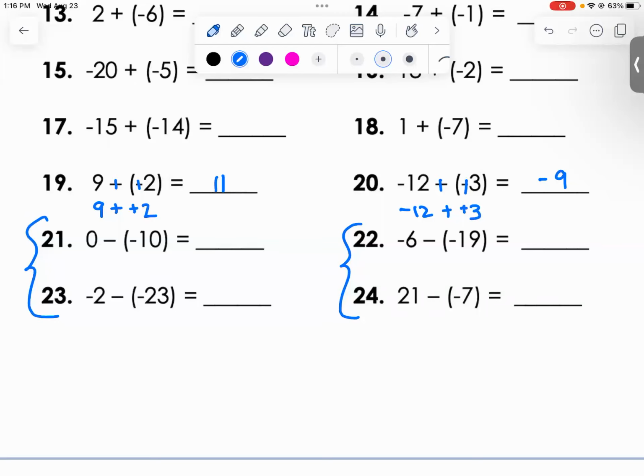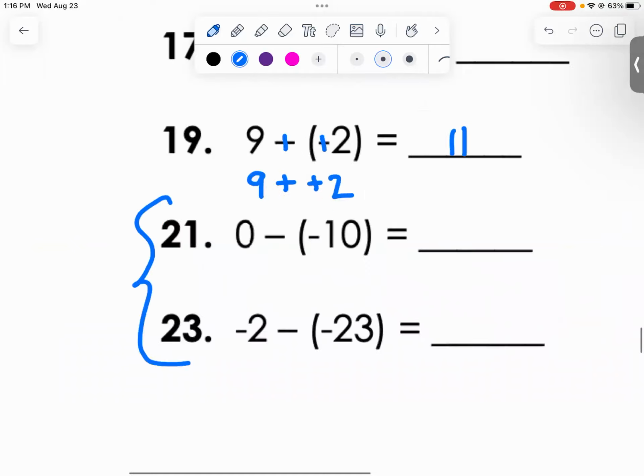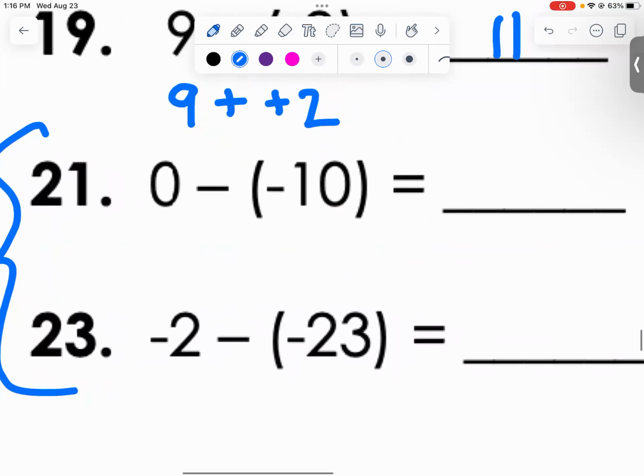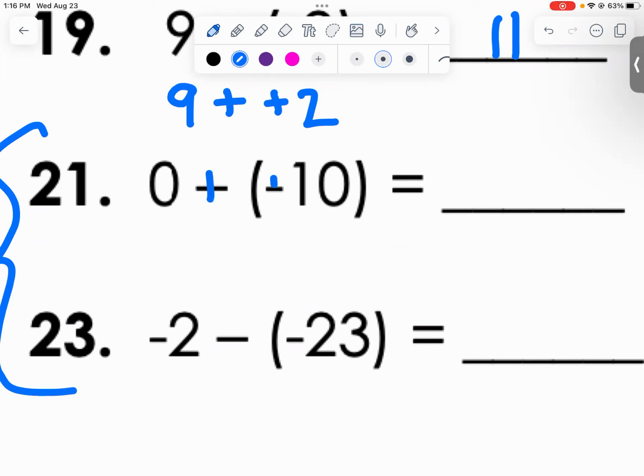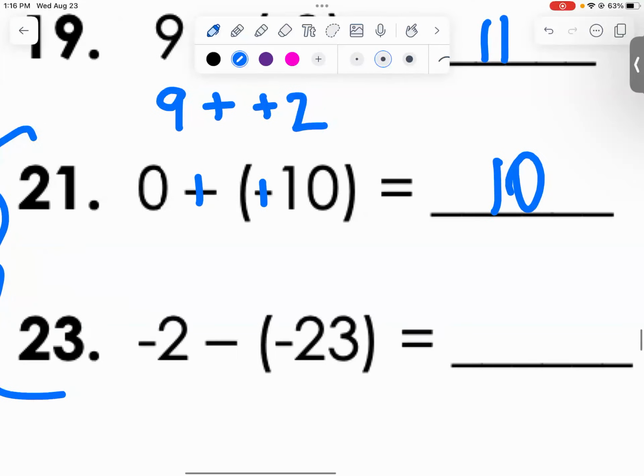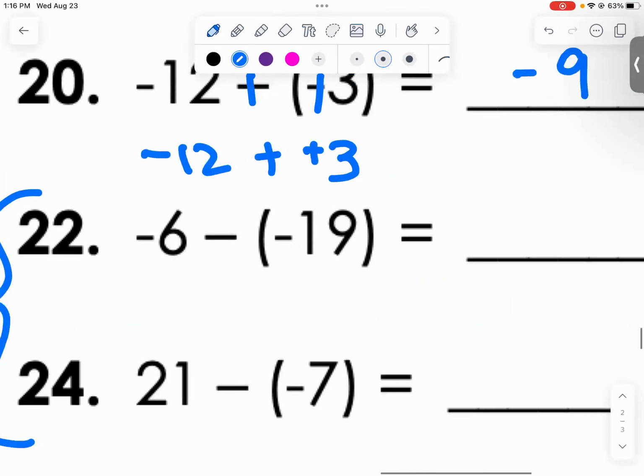All right, here we go. Okay. And number 21. Wes, how do we rewrite number 21? 0 plus a positive 10. Okay. Lainey, what's 0 plus positive 10? 10, she says very unenthusiastically. Okay. Light work, as somebody said earlier.